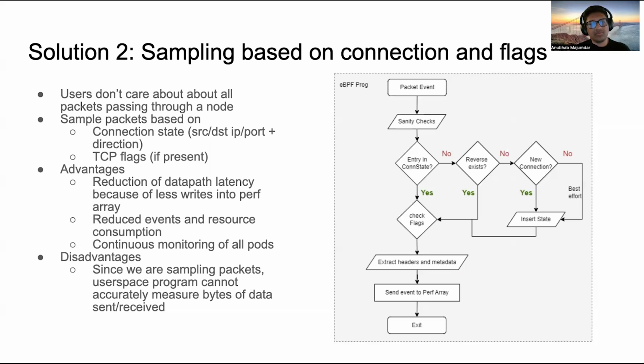The big advantage that we can provide is continuous monitoring for all pods in the cluster and not a subset of them. This also reduces the network latency because we write a very small number of events to the perf array, and that is the most costly operation that adds to network latency. One downside of sampling is that if we want to accurately measure the amount of bytes a pod receives or sends, and we want to do this calculation in the user space, we cannot do that anymore because we are sampling at a kernel level.